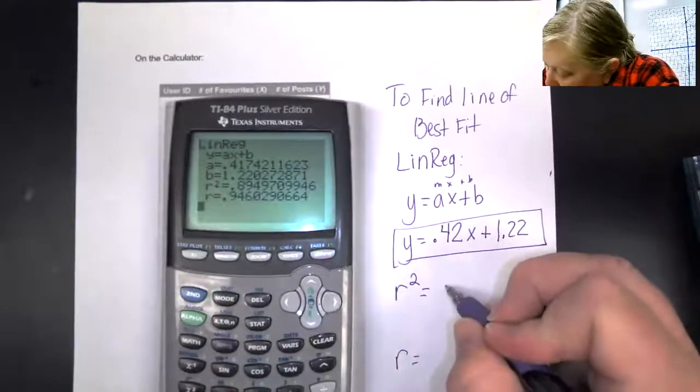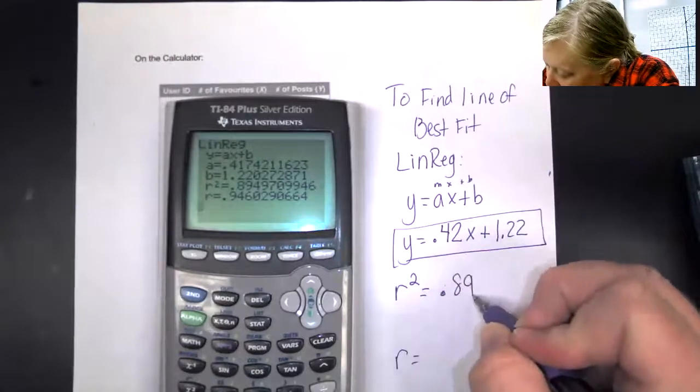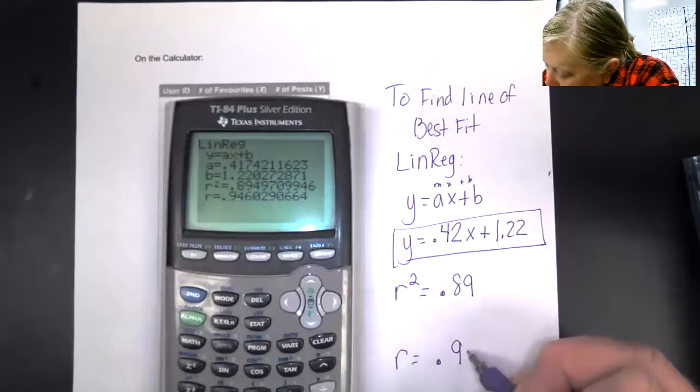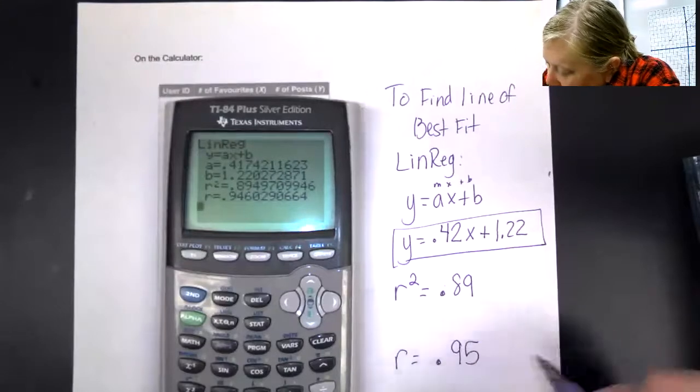Let's write down this r squared, and let's write down this r. So r squared is 0.89, and r is 0.95. Let's round it up to 0.95.